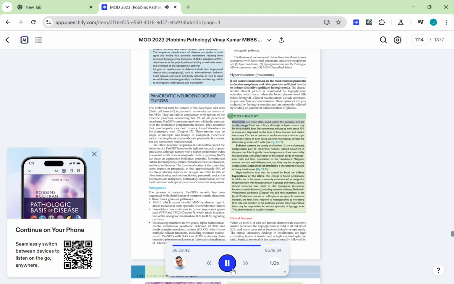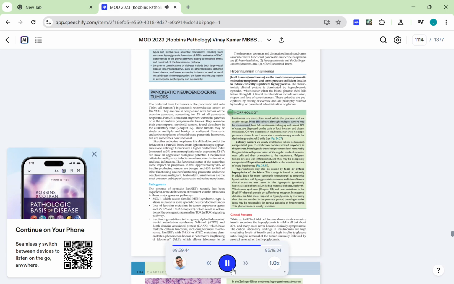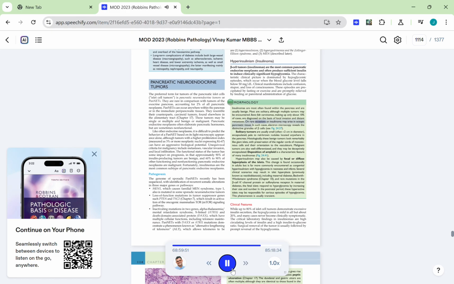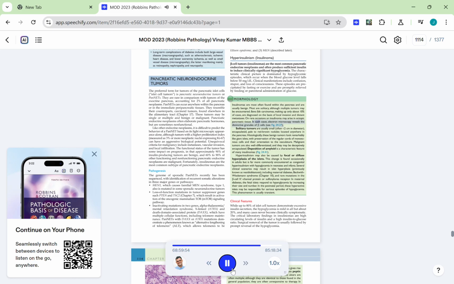Morphology. Insulinomas are most often found within the pancreas and are usually benign. Most are solitary, although multiple tumors may be encountered. Bona fide carcinomas, making up only about 10% of cases, are diagnosed on the basis of local invasion and distant metastases. On rare occasions, an insulinoma may arise in ectopic pancreatic tissue. In such cases, electron microscopy reveals the distinctive granules of beta cells.